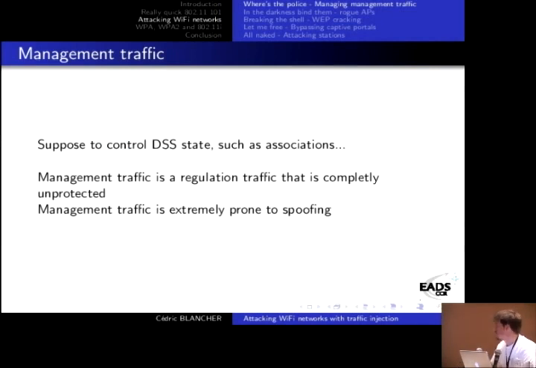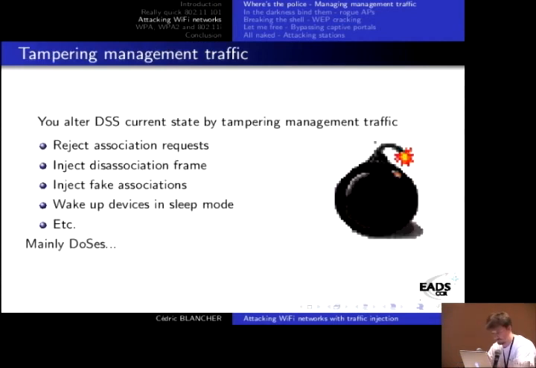Management traffic is supposed to keep the state of the distribution system, what we call the DS, keep the state okay. So managing the association mainly, but a few other things. The thing is, management traffic is totally unprotected. It's in clear, it's not authenticated, you don't have an integrity check on it, so you can just play with it as you like, especially spoofing management traffic.